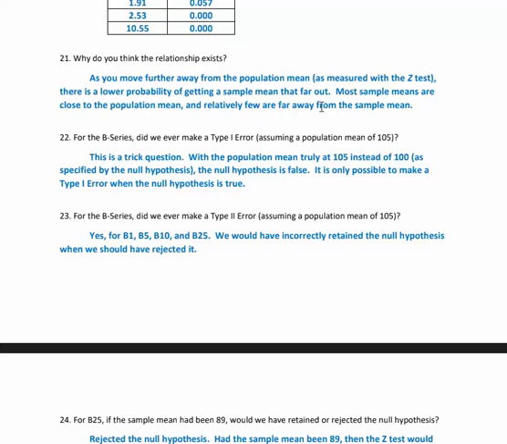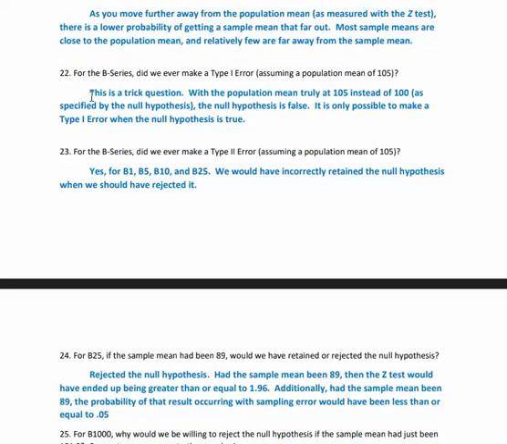Yeah, so most of the sample means are going to be close to the population mean. Very few are going to end up being far away from where the population mean specifies that it should be. 22. For the B series, did we ever make a type 1 error if we were to assume the population mean of 105?